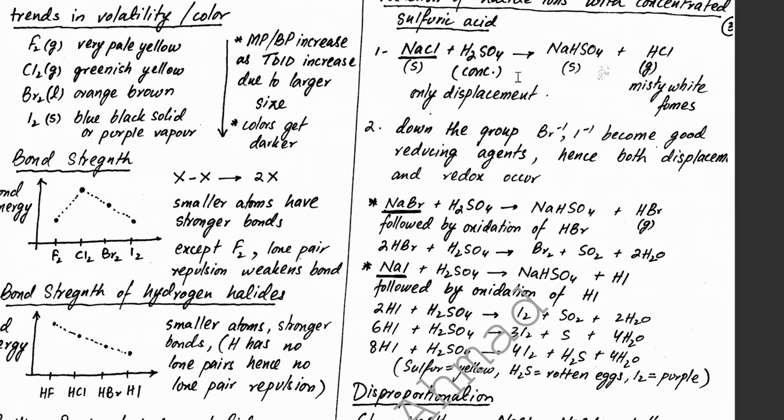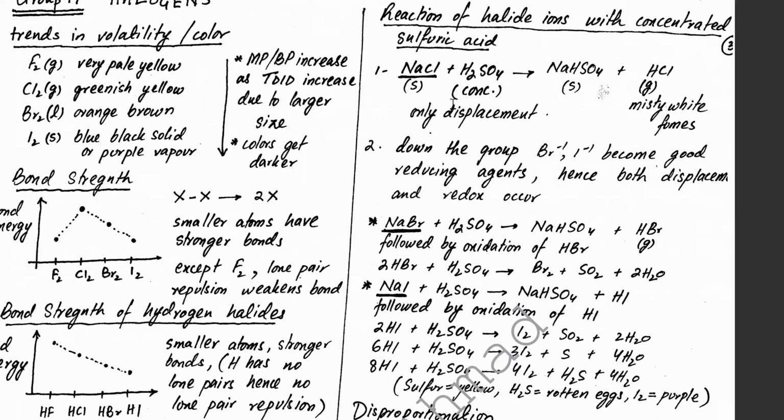Now, NaCl with sulfuric acid would not be a redox reaction. It would only be a displacement reaction. What would happen is that the Cl ions would combine with the hydrogen ions in the acid, and they would turn into HCl gas, and they would leave. A misty white fume would be formed. What would be left in the solution would be sodium ions and sulfate ions, forming sodium sulfate, or if it's concentrated, there would be hydrogen ions as well.